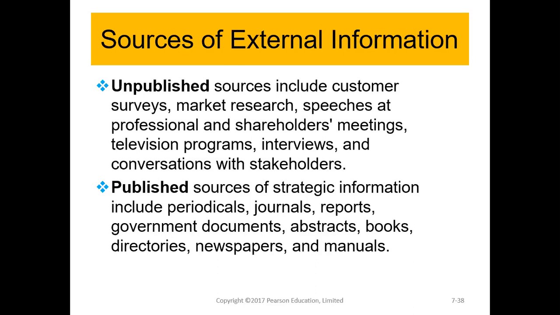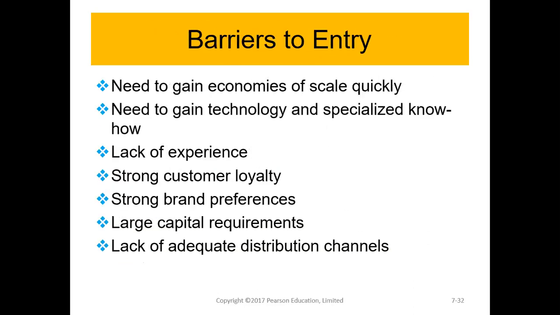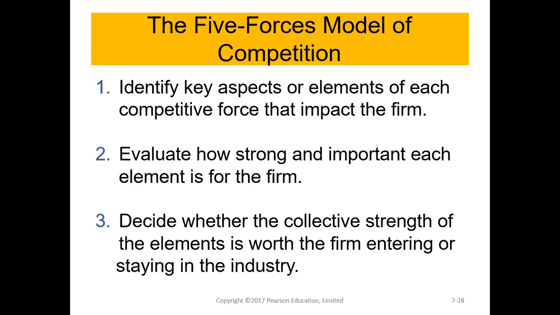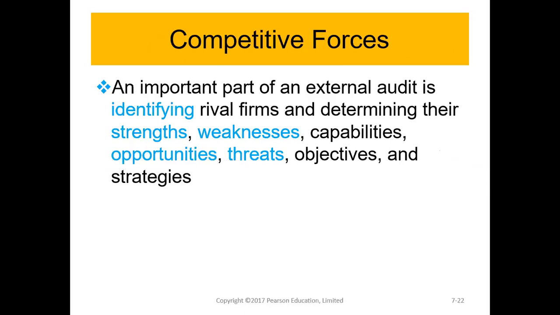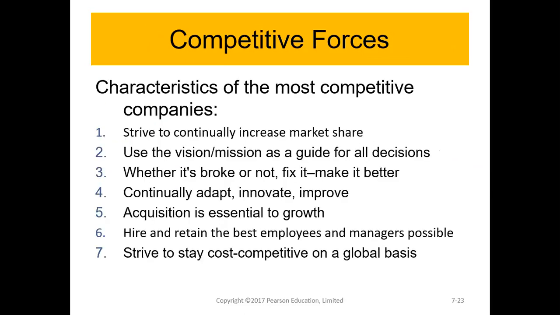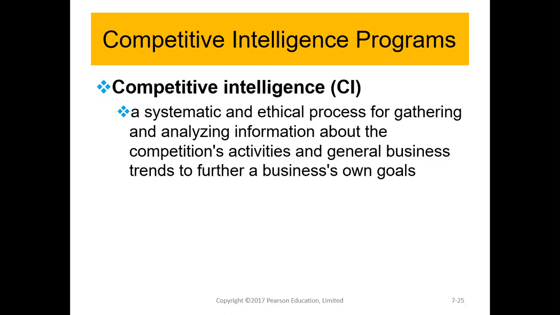Okay, so to sum up what we have covered in this lecture, we spoke about the fifth category of forces that we need to look at when we are conducting our external audit, which is the competitive forces. You're trying to identify your rival firms, their strengths, their weaknesses, their capabilities, their strategies, and everything about them. That will help you in building your own strategy. And we talked about the characteristics of the firms that are considered the most competitive companies that you need to look at. And then we talked about competitive intelligence, the systematic gathering and analyzing of information about your competitors.